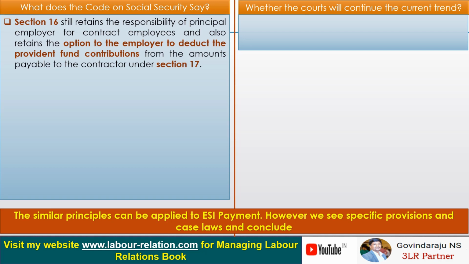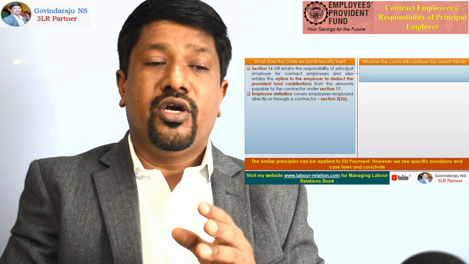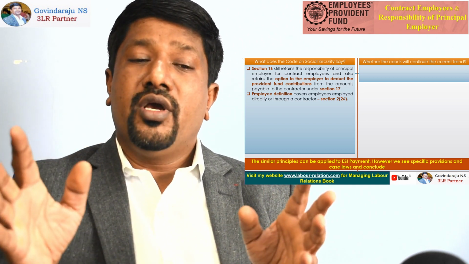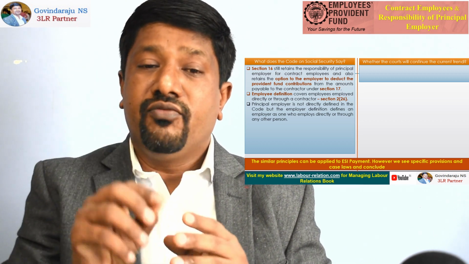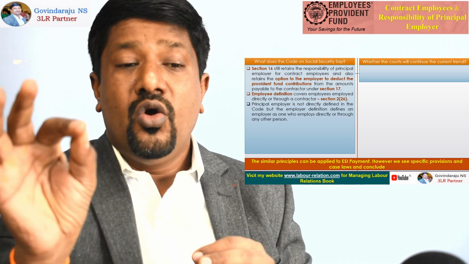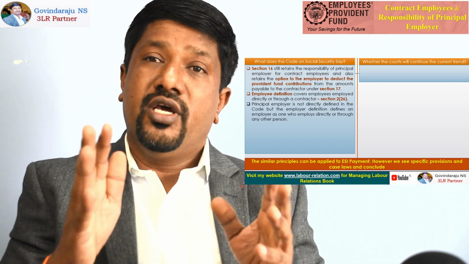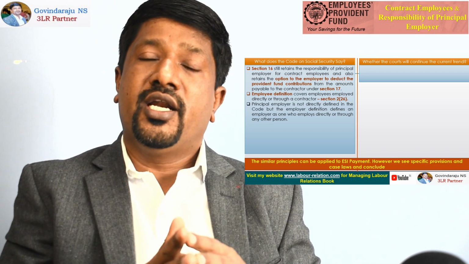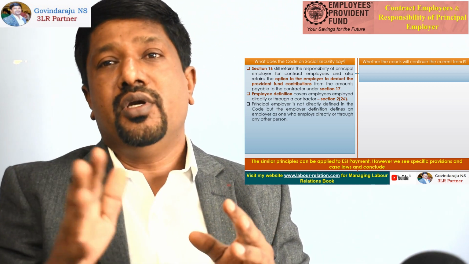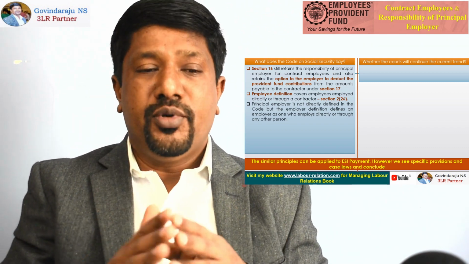And if you look at the employee definition under section 226, it covers employees employed directly or through a contractor. Principal employer is not directly defined in the code, but the employer definition defines an employer as one who employs directly or through any other person. So the employer definition clearly says that a person who employs people indirectly is also called an employer, which also means the principal employer.